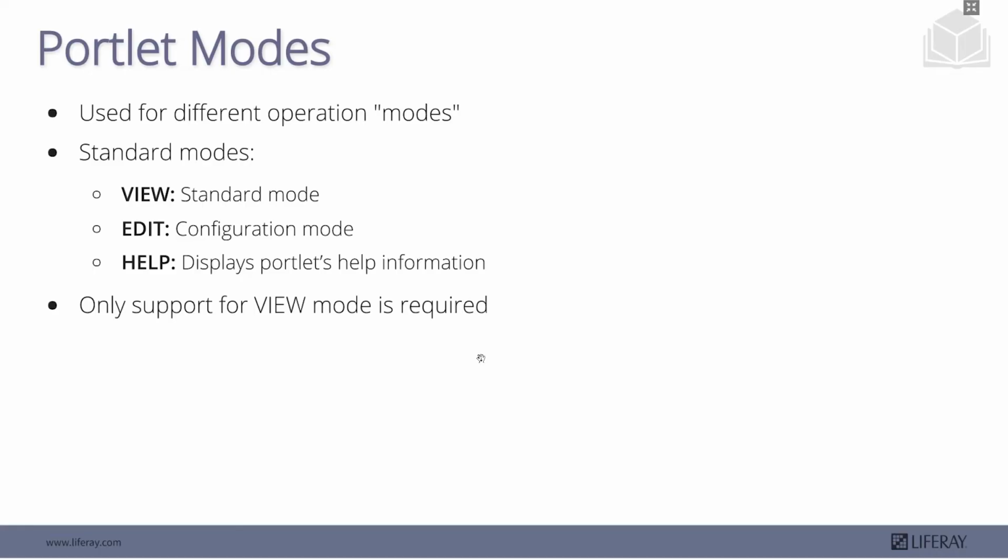So if we want to configure something for the portlet, for example, we can enable the edit mode, and the edit mode will have a JSP that corresponds with it. Or maybe we want to provide some help message in regards to our portlet. We can have the help mode display a specific JSP that corresponds with that. Of the modes though, the only one that we need for certain is the view mode. The view mode is the default mode that the portlet will render or display as.